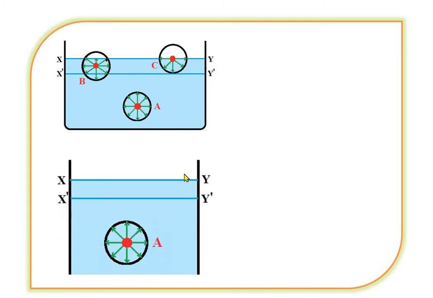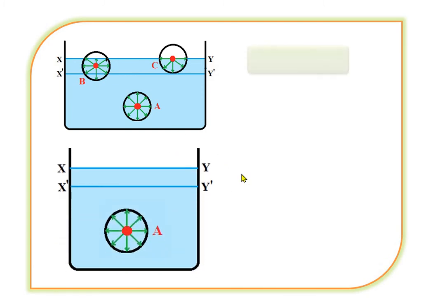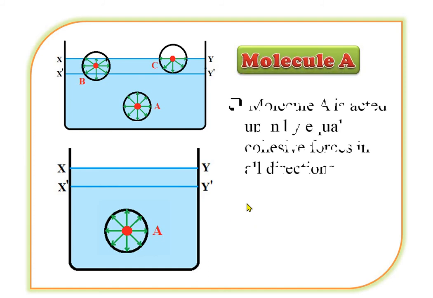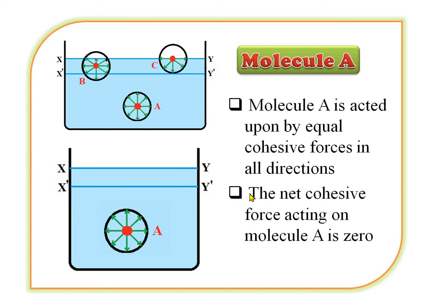For molecule A, as we know, molecule A is deep inside the liquid, so its sphere of influence is also completely inside the liquid. Molecule A is acted upon by an equal cohesive force in all directions. The net cohesive force acting on molecule A is 0. Let's see molecule B.